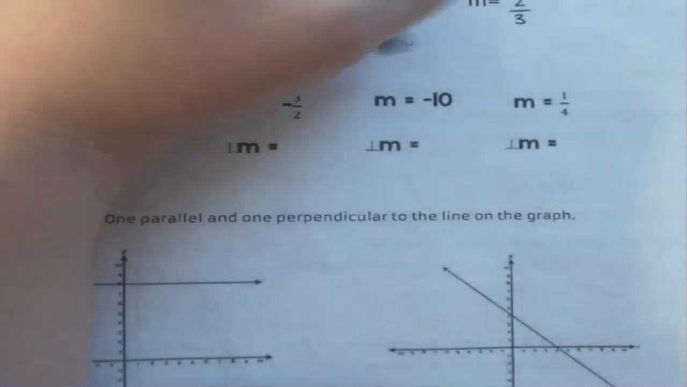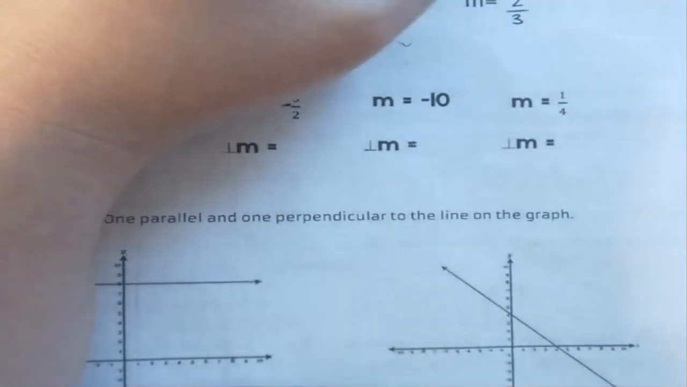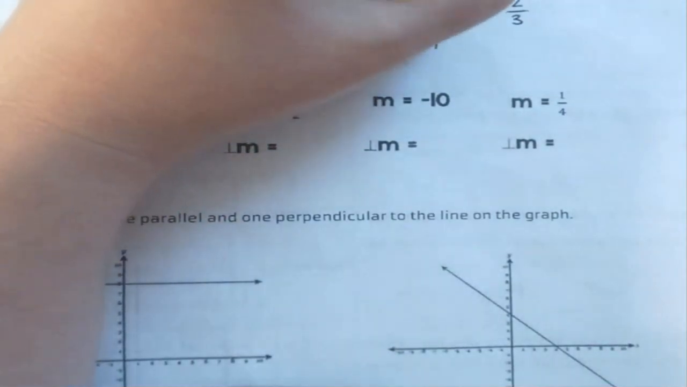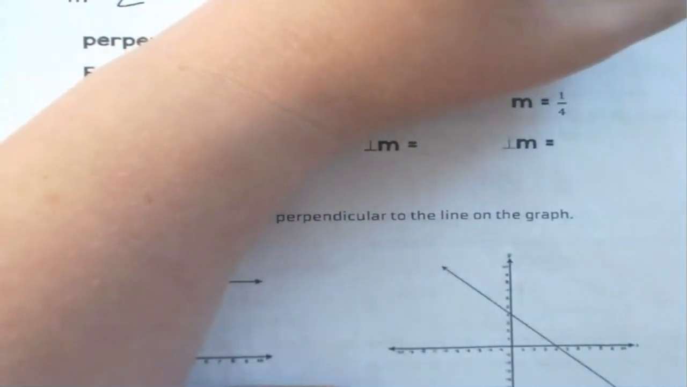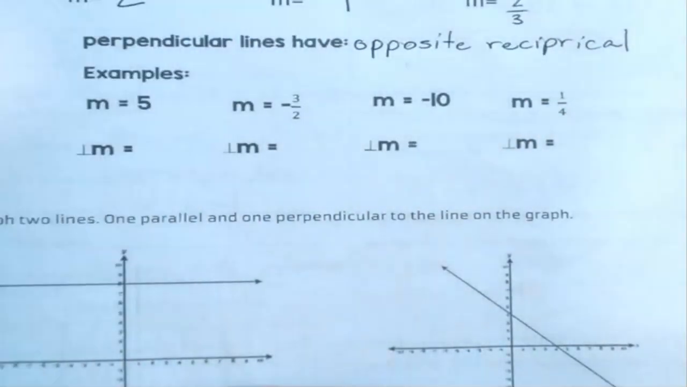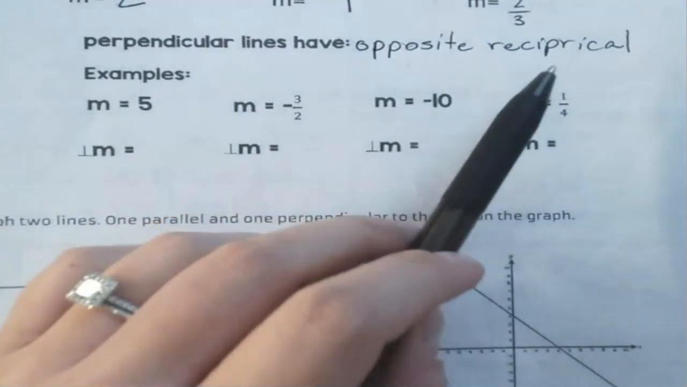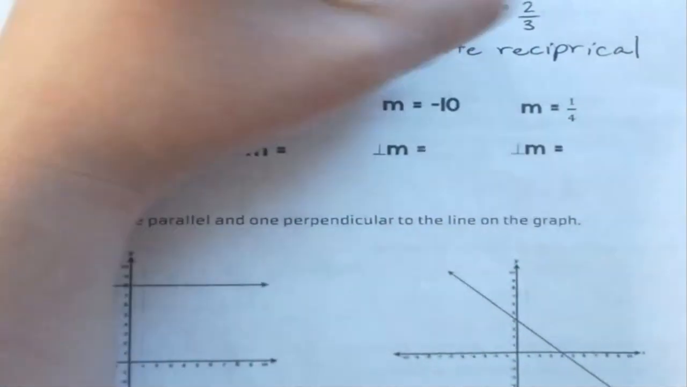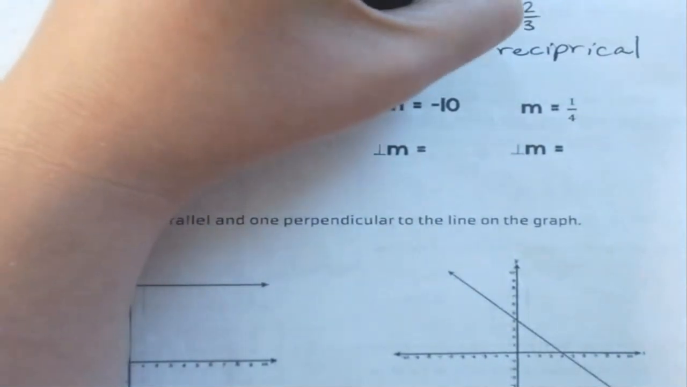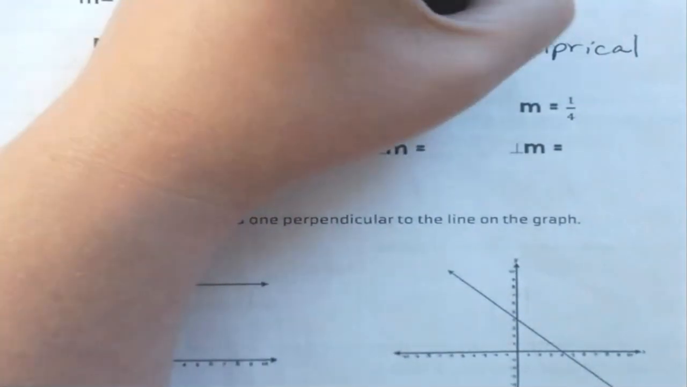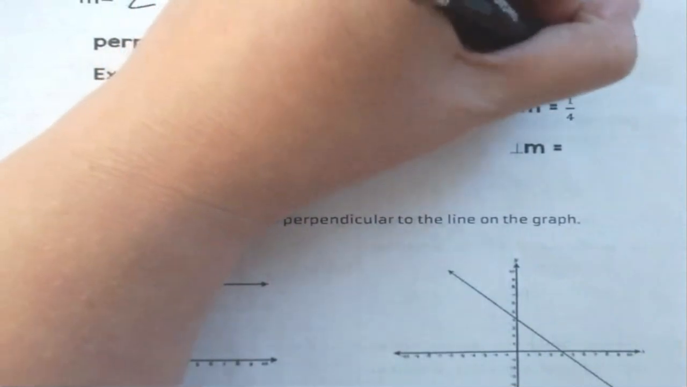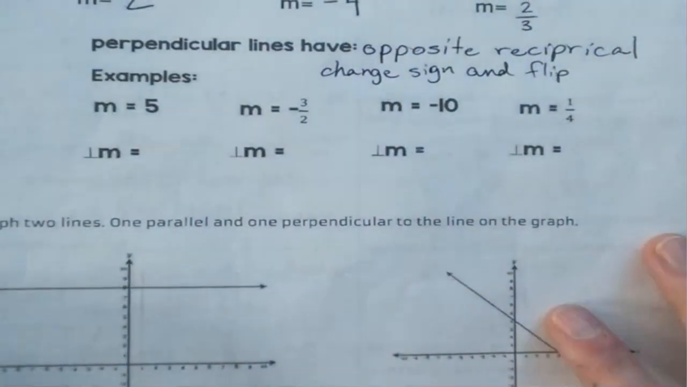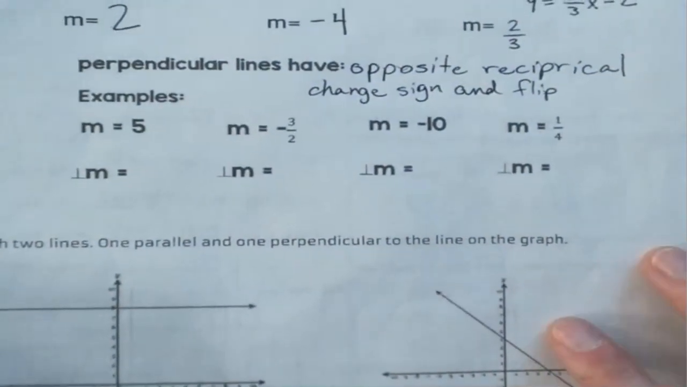All right, so perpendicular slopes have opposite reciprocal slope. All right, they're the opposite reciprocal. Or you change the sign and flip. That's how I like to say it. Change the sign and then you flip it.